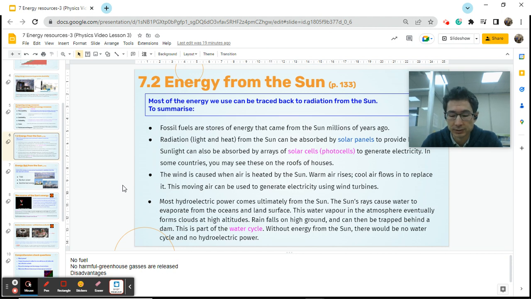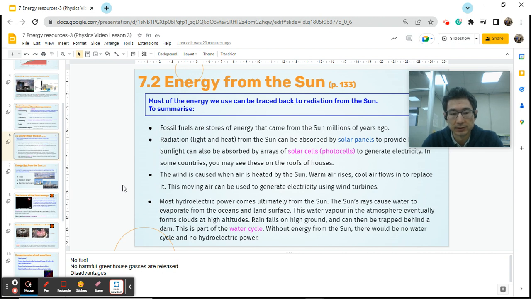Most of the energy that we use can be traced back to the sun. Even fossil fuels, isn't it? Fossil fuels are stores of energy that came from the sun, stored in plants that decayed, which took millions of years. The radiation from the sun can be absorbed in solar panels, and absorbed by the solar cells to generate electricity.